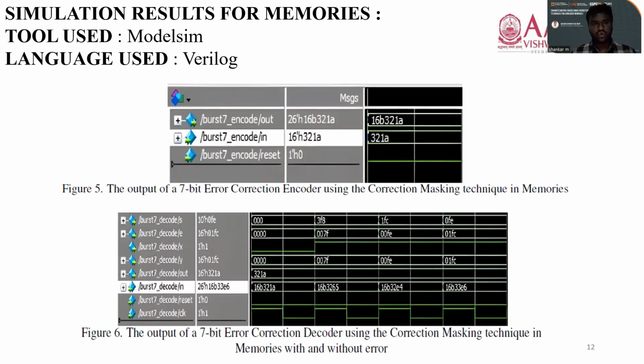Let me tell you about the tool we use. It's ModelSim, and the language we use for this coding is Verilog. So the first picture, figure number 5, tells us about the input data. The input data is 321A.